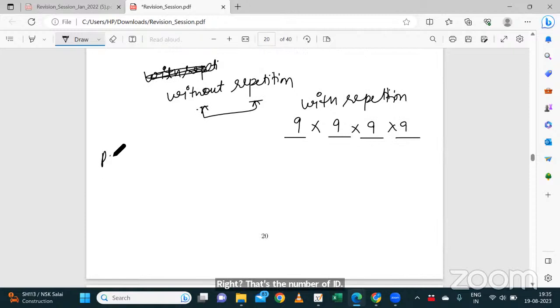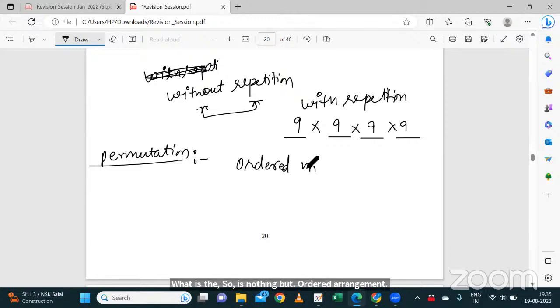One concept called next is permutation. What is the permutation basically? So permutation is nothing but ordered arrangement. Here order actually matters. Ordered arrangement of the elements. What is the meaning of ordered? Let's say.